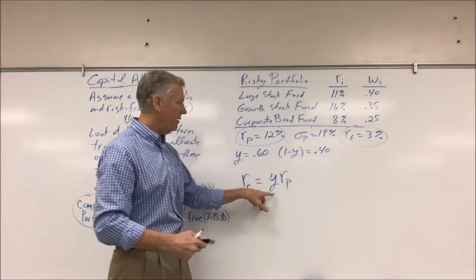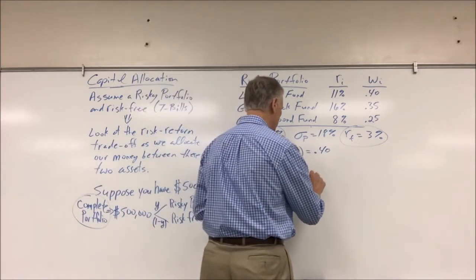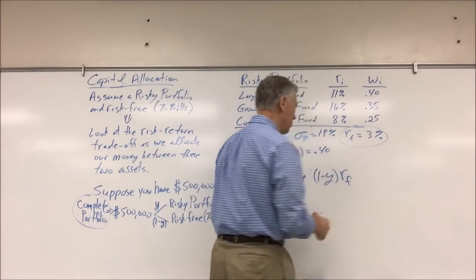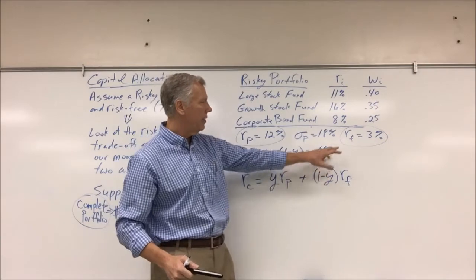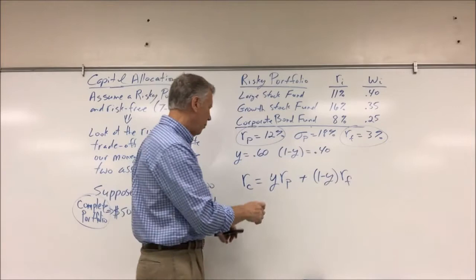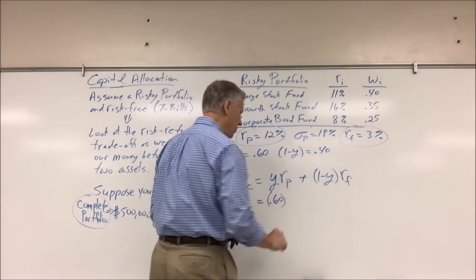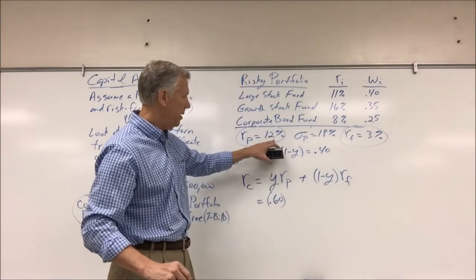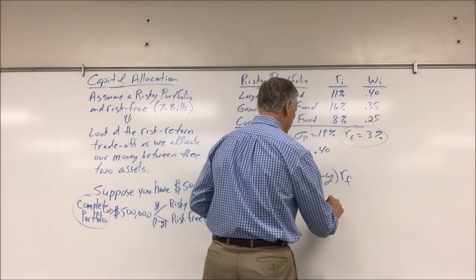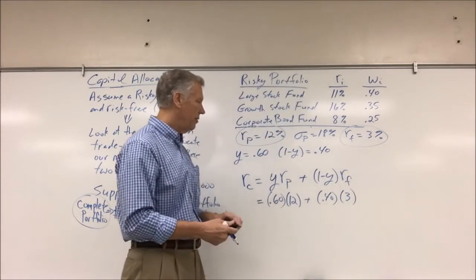The percentage of my money invested in the risky portfolio times the return on the portfolio plus 1 minus Y times RF. 1 minus Y is the remaining amount of my 500,000 that's going to be put into T-bills. So if I work this problem out right here, this comes out to be what? 60% in this example was put at risk. That money is going to earn 12% on average. The remaining amount, 40%, was put in T-bills. That's going to earn 3%.